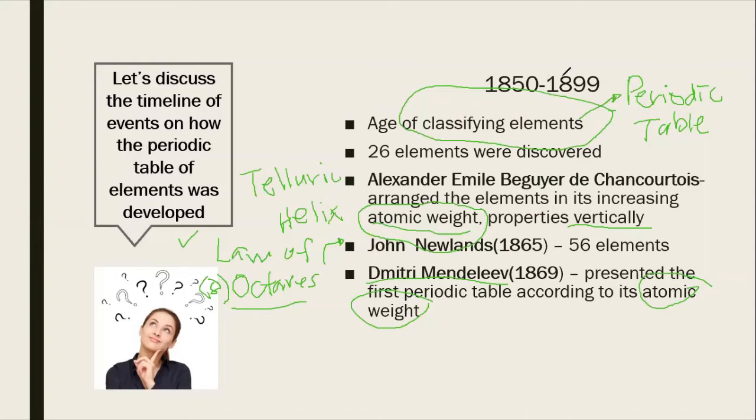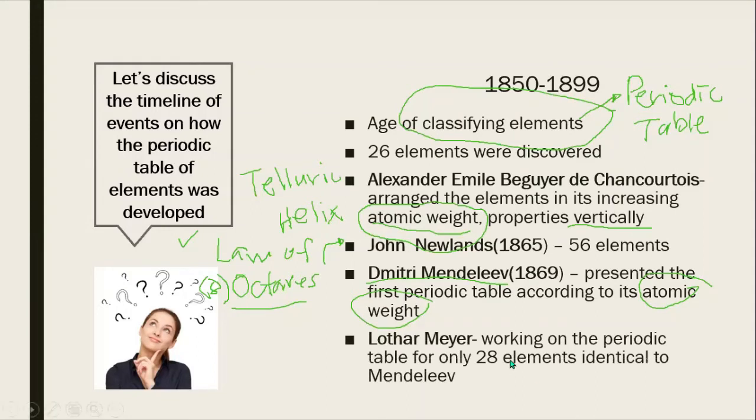Okay, so next. Another one was Lothar Meyer. Ito naman si Lothar Meyer. He was able to do the 28 elements in Dmitri Mendeleev's periodic table. Pero ang concentration ng kanyang arrangement is according to its atomic volume. So it's a bit complicated kasi atomic volume naman ang kanyang basis in arranging these elements.